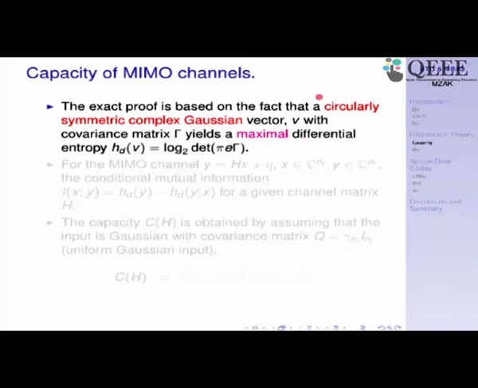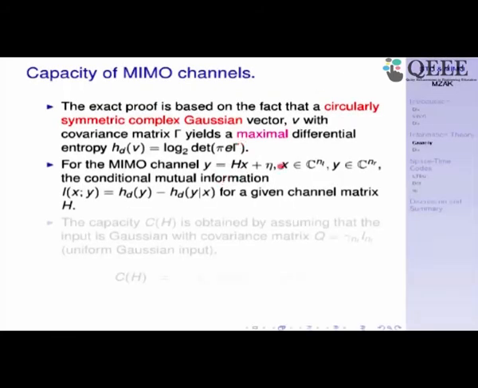Now applying it to our general channel, y equals hx plus eta, applying that notion of differential entropy, the mutual information I(x;y) is equal to the differential entropy of y minus the conditional differential entropy of y given x. For the calculation, what we need to get is the covariance of y. What would that be? Can anybody calculate it fast? Calculate the covariance of y.